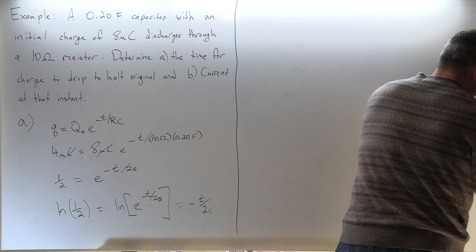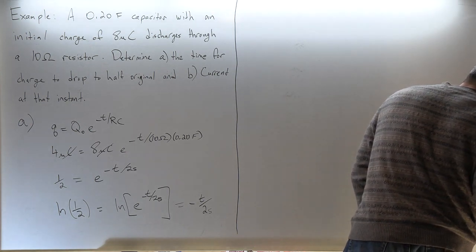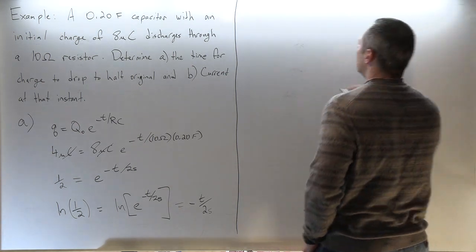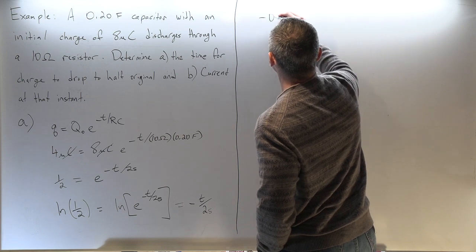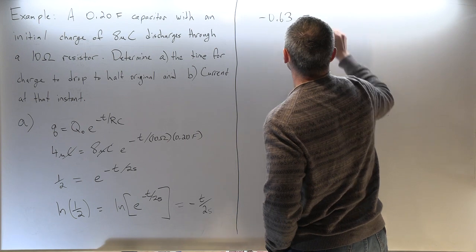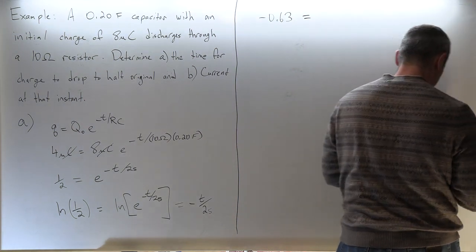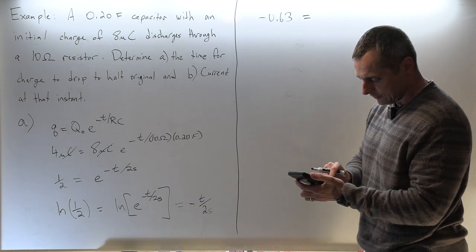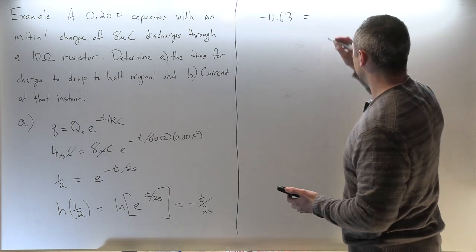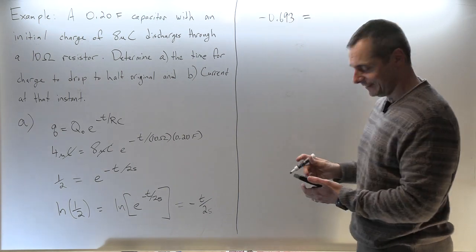Oh, I don't have it here. Well, I think it's negative 0.63, something like that. I forgot. You know what? Maybe I'll get the calculator out. Log of 0.5, 0.693. All right. Good thing I checked.